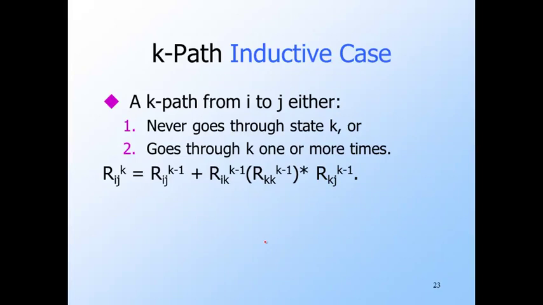Now we shall do the inductive step, where we assume we've written all the regular expressions with super k minus 1, and we need to write the expressions for the k paths. A k path either never goes through state k at all, or it does so one or more times. That lets us write the expression for Rij super k in terms of expressions for k minus 1 paths. The first term covers the case that the k path doesn't even go through the state k once. That is, every k minus 1 path is a k path.